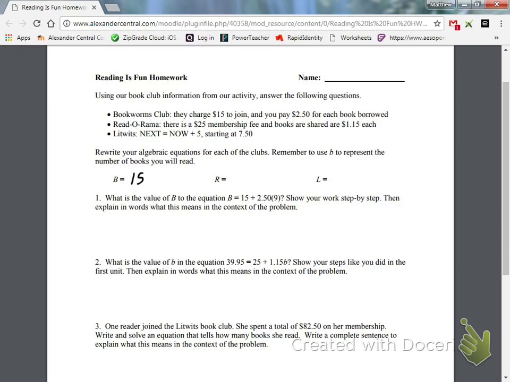Okay, so I got 15 plus 2.5 n. Where did that come from? Where's that 15 coming from? Let's start with that. The 15 to join, that's a one-time fee. That means it's not repeated. It means it's not going to be multiplied. For it to be multiplied, that means it repeats over and over again. The $2.50 is the cost for each book borrowed, yes? So that means every time I borrow a book, it's going to cost me $2.50. So that's why I got that repeat.